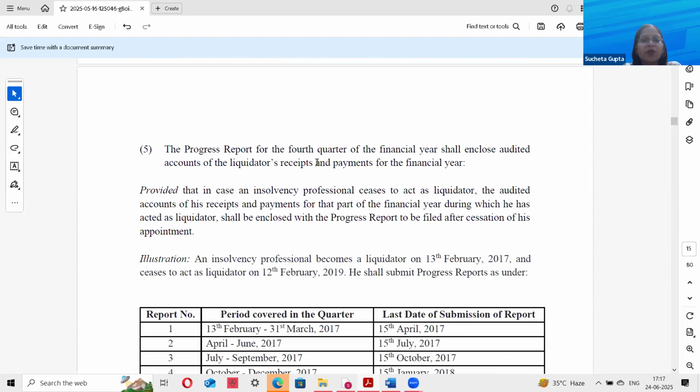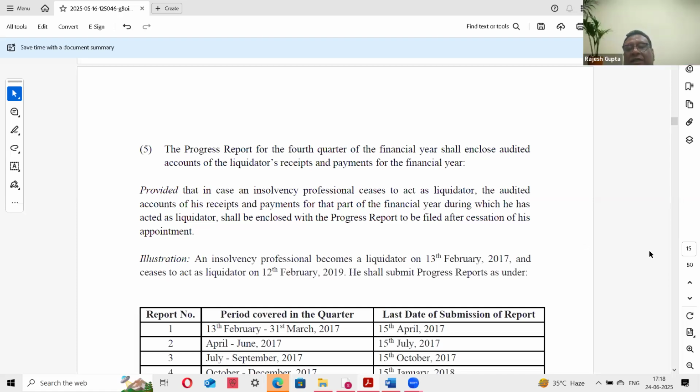The progress report for the fourth quarter of the financial year shall enclose the audited accounts of the liquidator's receipts and payments for the financial year. Provided that in case the IP ceases to act as a liquidator, the audited accounts of his receipts and payments for that part of the financial year during which he has acted as liquidator shall be enclosed with the progress report to be filed after cessation of his appointment.